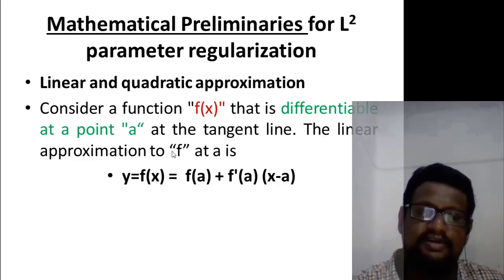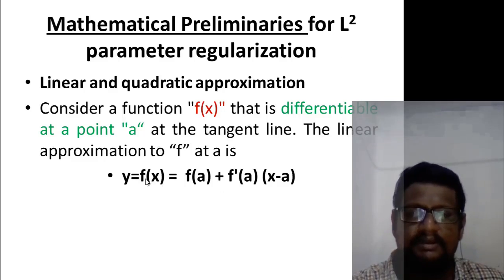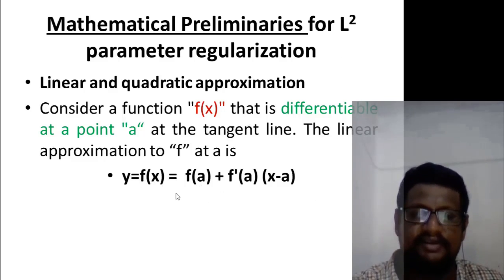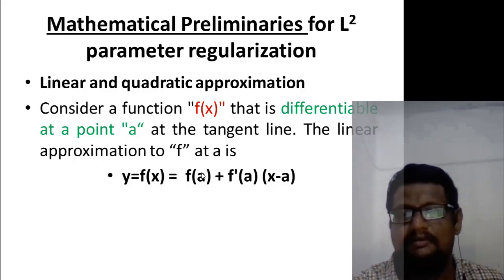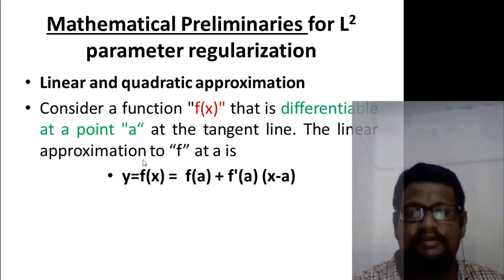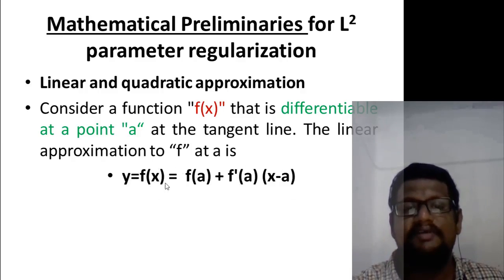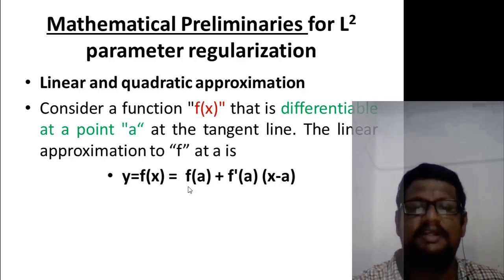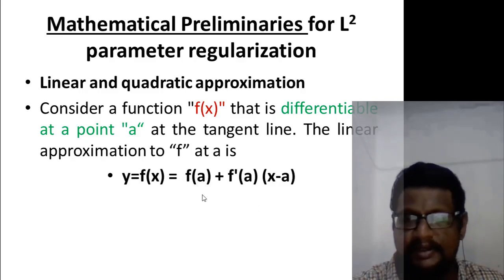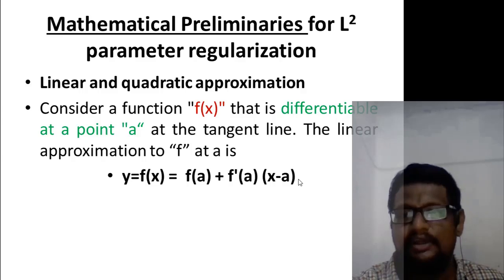The linear approximation of f is given by this, which is the approximation of the given f of x. What is that approximation? Let us see. We will be able to find out the approximate value of f of x. Suppose f of x is a very complex equation, then f of x can be simplified by using this linear approximation: f of a, the tangential point, plus the derivative of f at a times x minus a.